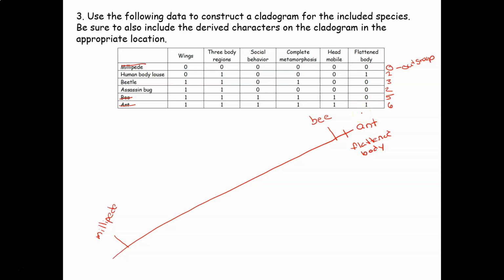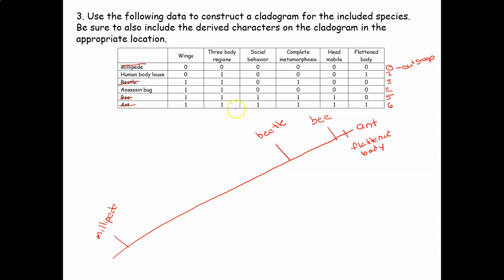Now here's the trick to this though. Your ant has it, but so does the human body louse who only has 2 traits. So I can't cross that flattened body off just yet. That means this trait's going to end up showing up twice. Okay, so let's go ahead and keep working backwards then. So I've taken care of the bee, he's got 5. The next lowest number is the beetle. So he's got 3 traits, so I'm going to put him on here. All right, so that takes care of that guy.